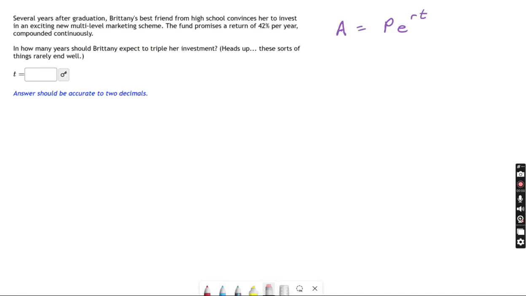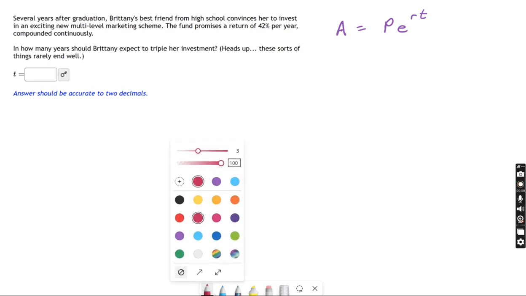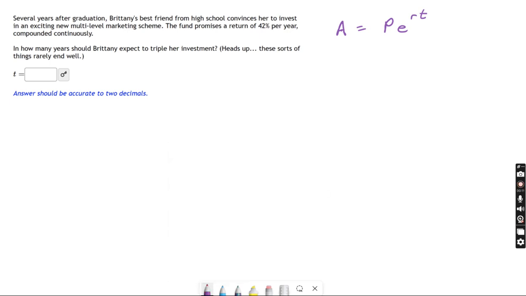In this problem, we're figuring out how long it will take, how many years, for an investment to make a certain return. You may have done problems like this before, except the twist this time is that the compounding schedule is not weekly or monthly or daily. The compounding schedule is now continuous. And this continuous compounding schedule demands a different equation than what we've used previously.